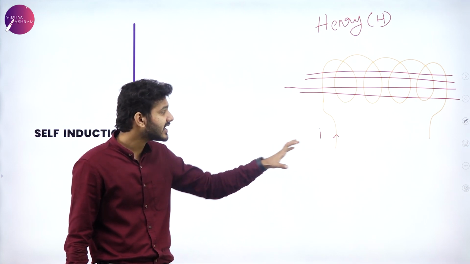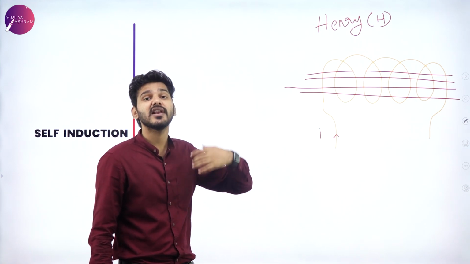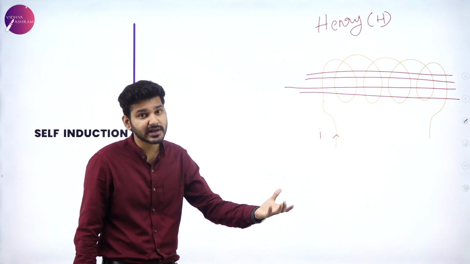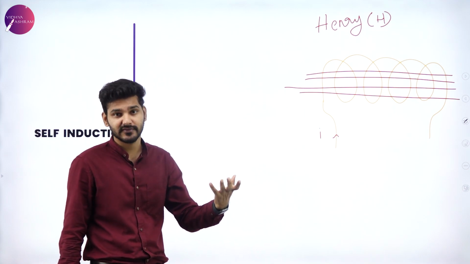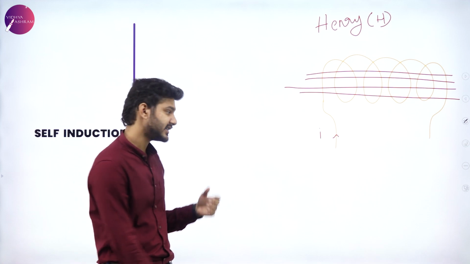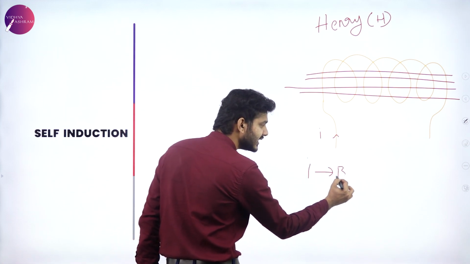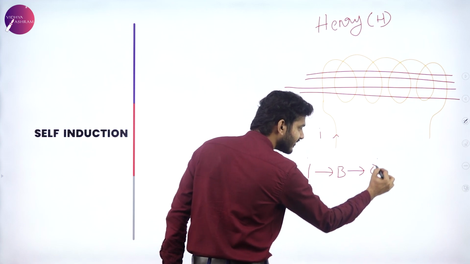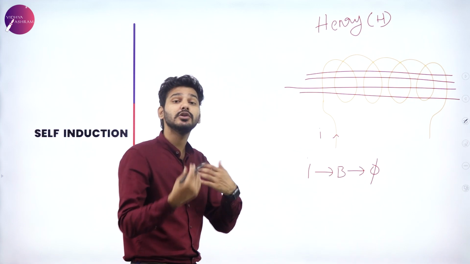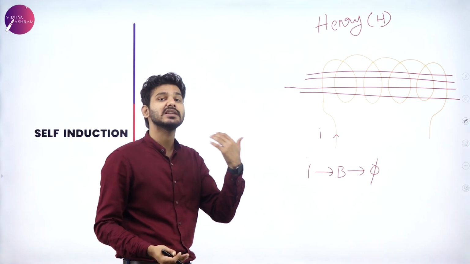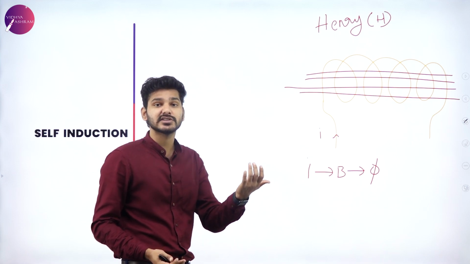In this particular case, if I am changing I, the flux associated with that coil is changing, which is producing an EMF. That is, when I'm changing current, it is changing the magnetic field, which is changing the magnetic flux associated with that. And we do know that any change in magnetic flux will give rise to EMF.